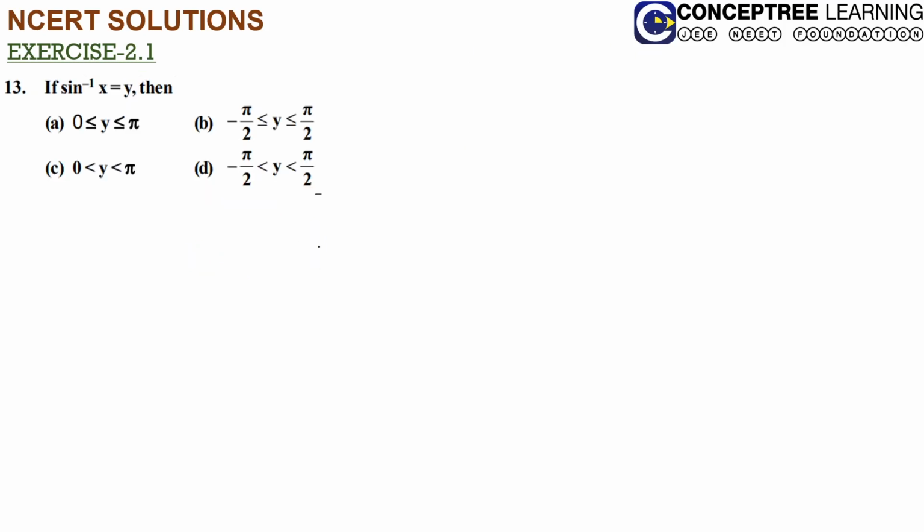Next question. If sine inverse of x is equal to y, then we need to find y. That means the range. Sine inverse is a function from minus 1 comma 1 to the closed interval minus pi by 2 to pi by 2. Here, y lies between this interval. So the answer is given to be this.